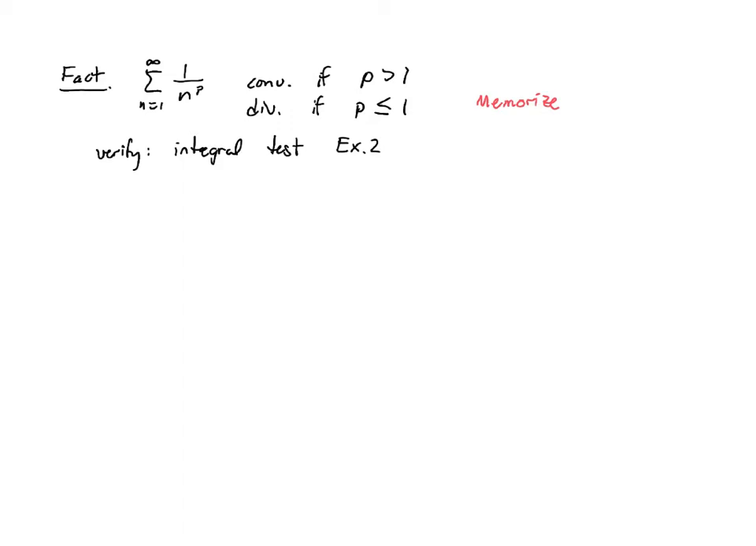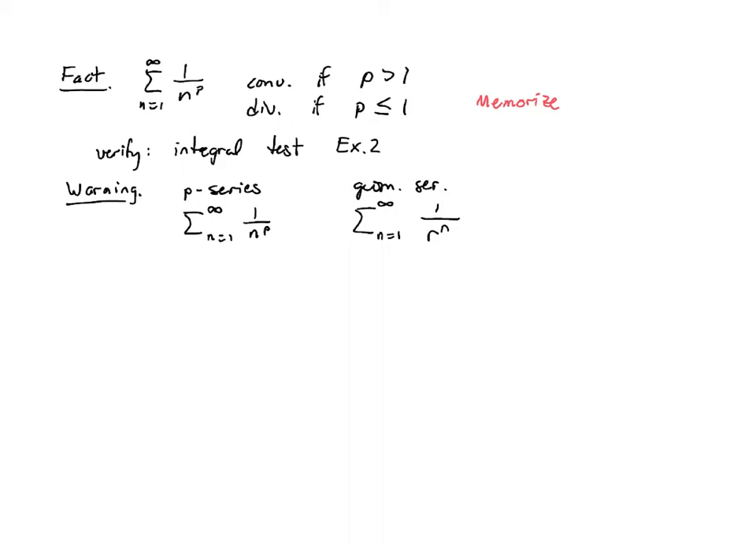And speaking of the geometric series, here's a warning: the p-series, which is the sum n equals 1 to infinity of 1 over n to the p, is different from the geometric series, something of the form summation n equals 1 to infinity of 1 over r to the n. Right? That is a geometric series.